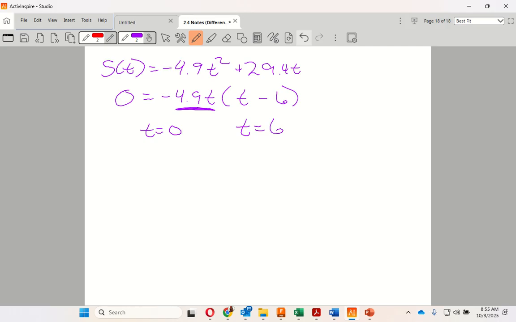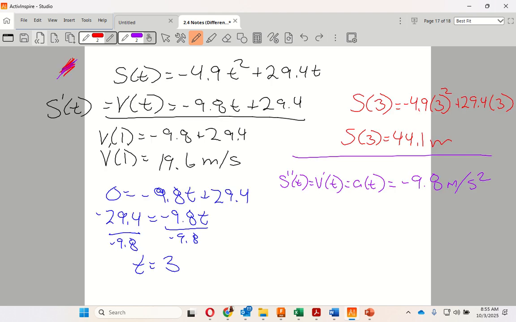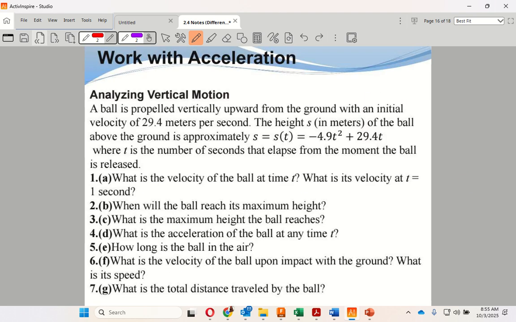But there's reasons for finding the zeros now. Before, when you would do this in other algebra classes, you would have some graph, and we actually have applications for these now. That's what all your math classes up to this point have been leading to. What is the velocity of the ball upon impact to the ground? And what is its speed?